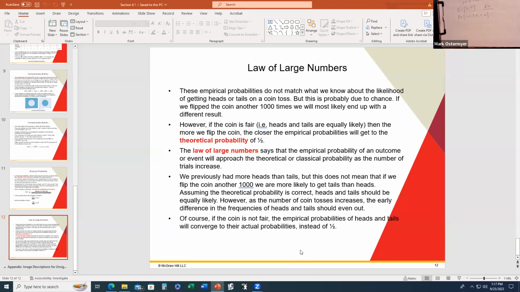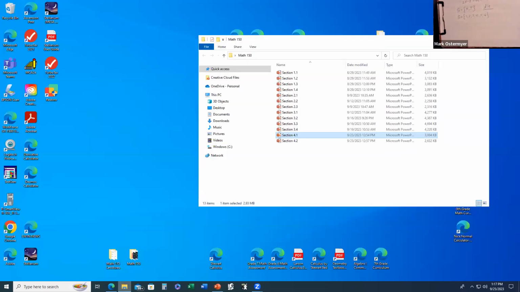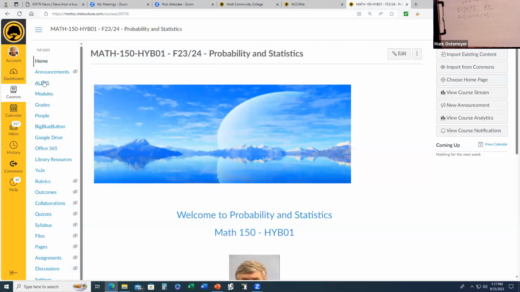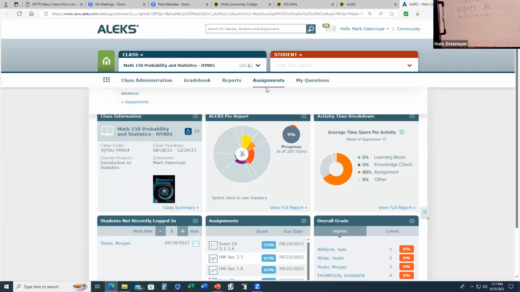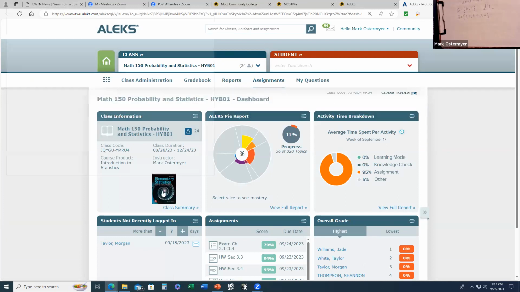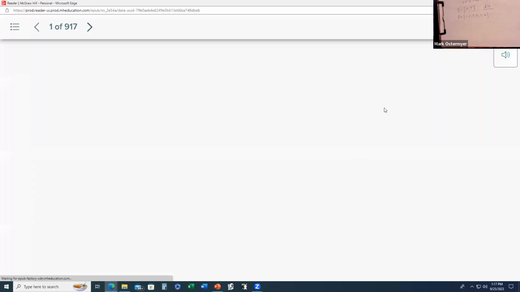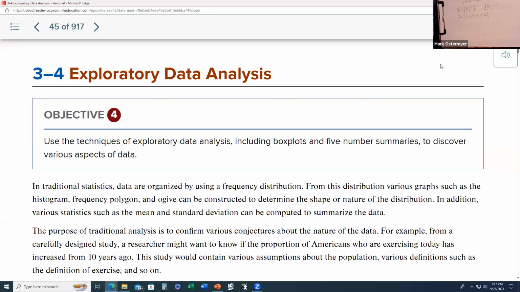All right, so let's see if we can go have a little bit of fun. In our textbook. Now, we're going to go to our textbook here. We just found it.